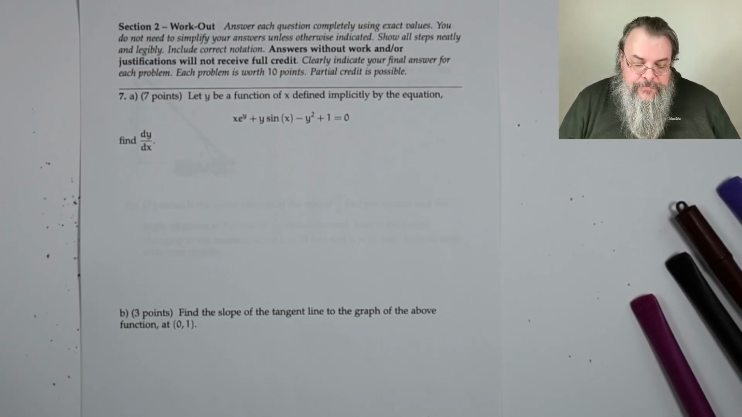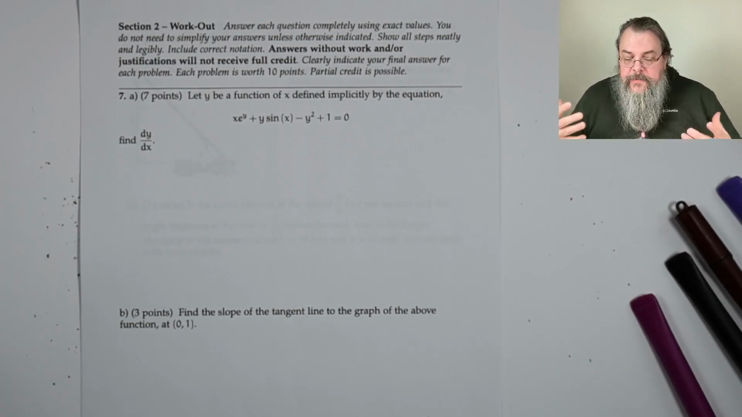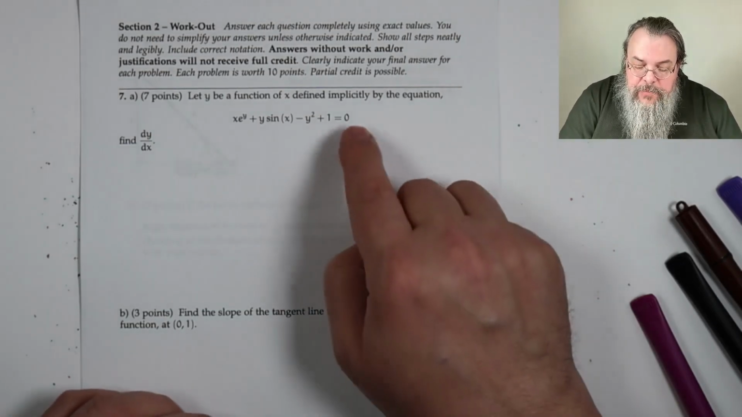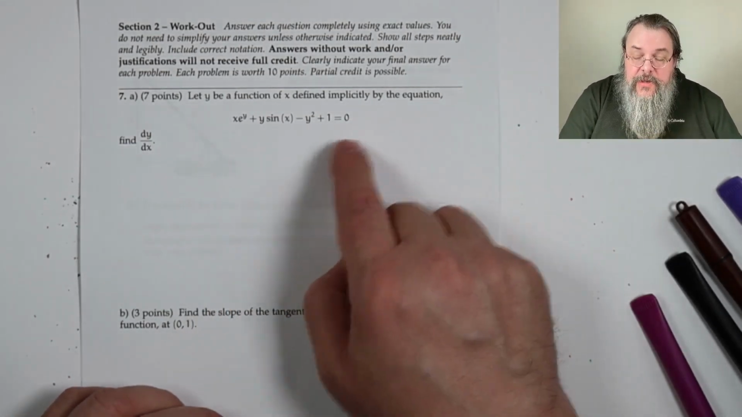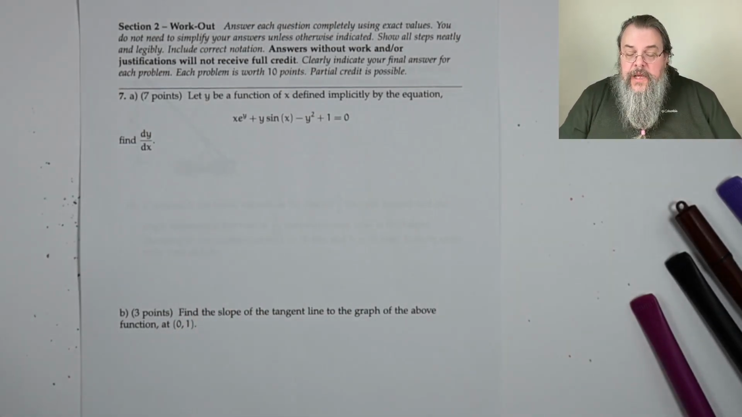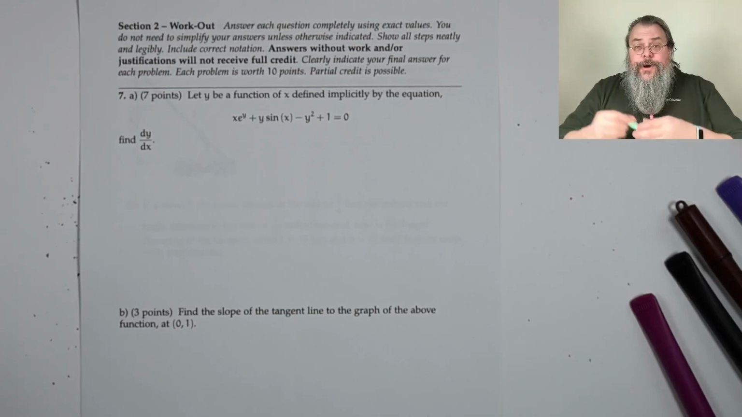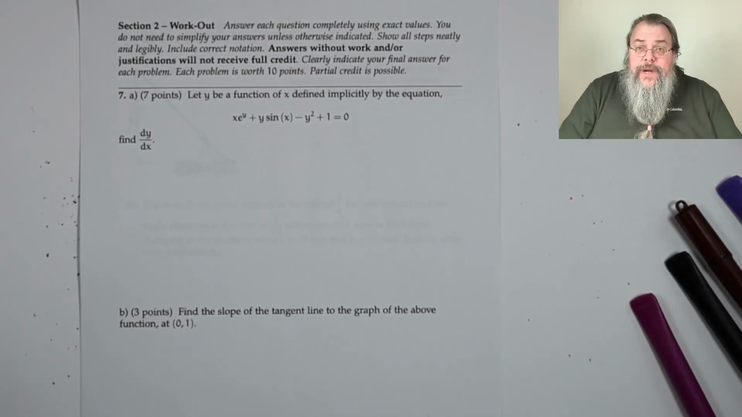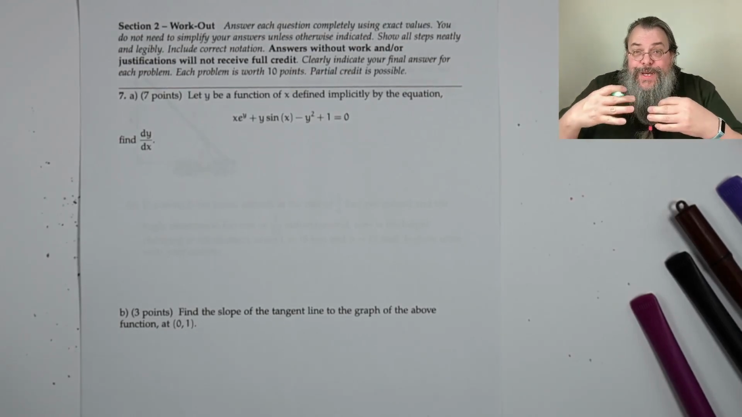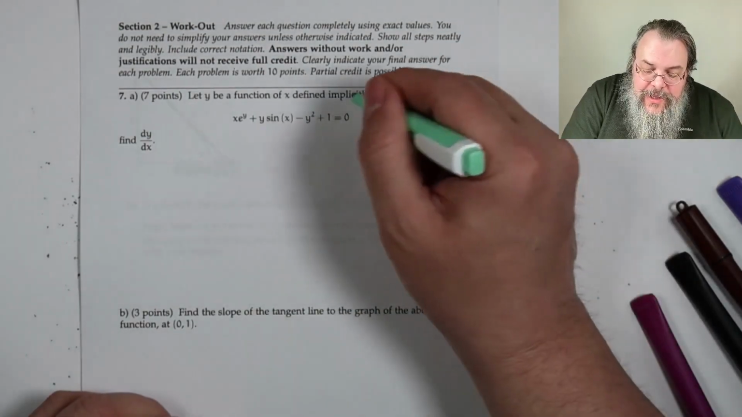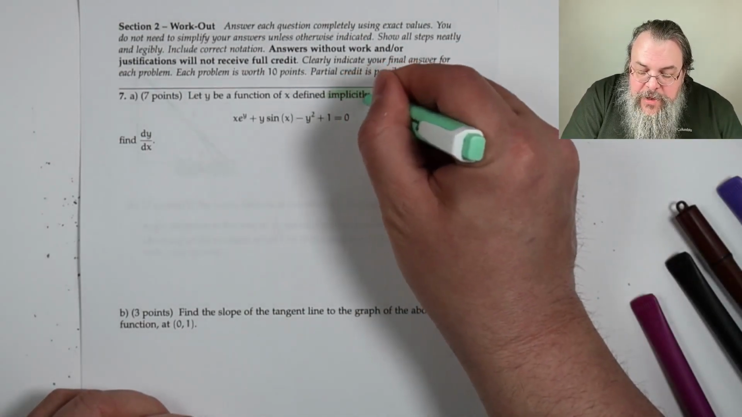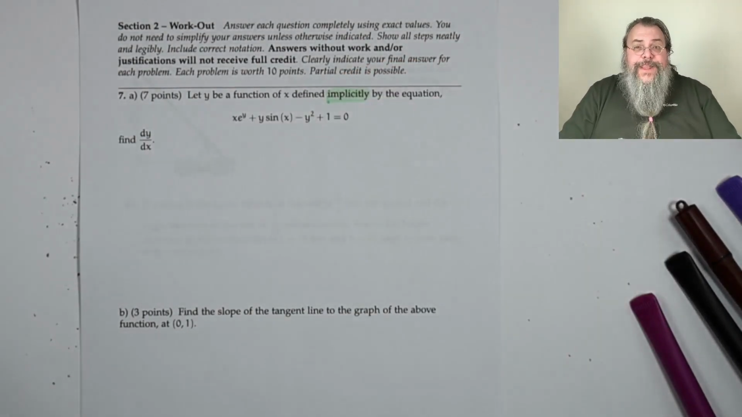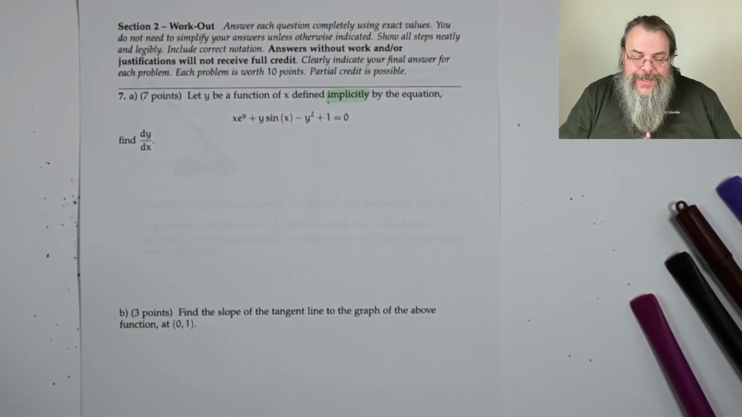Number 7. Let y be a function of x defined implicitly by this equation. Find dy/dx. Now, there's a key word. One of the things we want to do as we prepare is learn how to pick up on these keywords. This keyword, implicitly, is a very strong keyword. It tells us implicit differentiation.